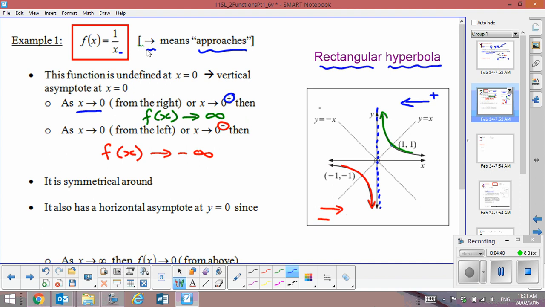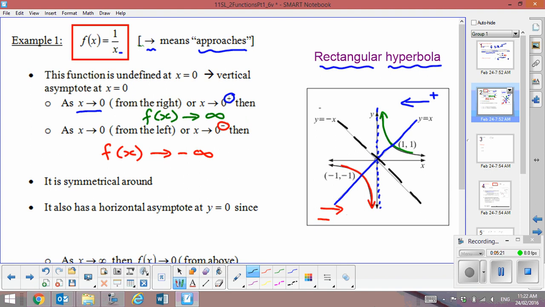You may also notice that this function is symmetrical. Remember, something is symmetrical if you could fold it in half and have the two halves sit on top of each other. So this can be symmetrical around the two lines that I've drawn in so far. We've got y equals x, that line there. y equals x is a line of symmetry. Another line of symmetry is this other line here.